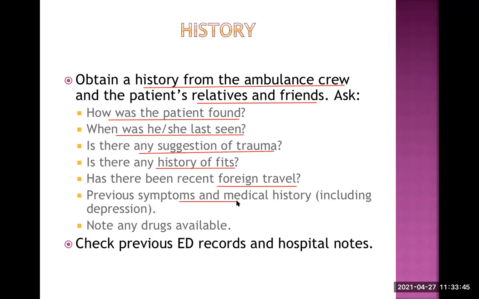Previous symptom and medical history, like depression, should be asked. Who knows? Patient may have taken a large dose of antidepressant medicine, and if no other drugs are available to the patient, there is a high chance of consumption of them. Maybe a suicidal purpose, or maybe a depressed patient, a psychiatric illness, they may consume the medicine. So history taking is important here. Check the previous emergency department record and hospital note, which may really be helpful.